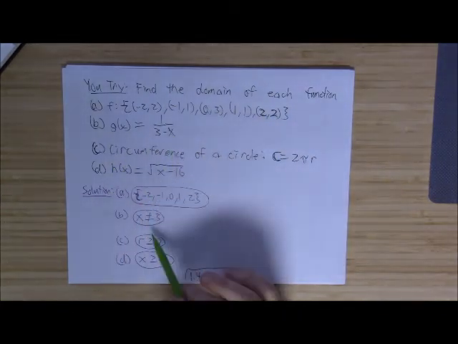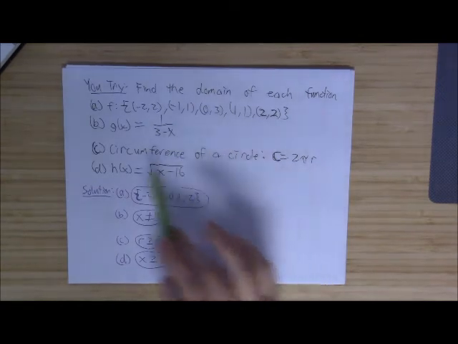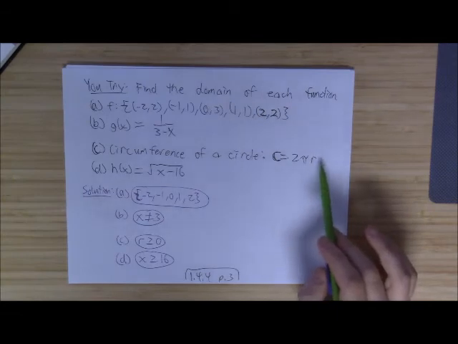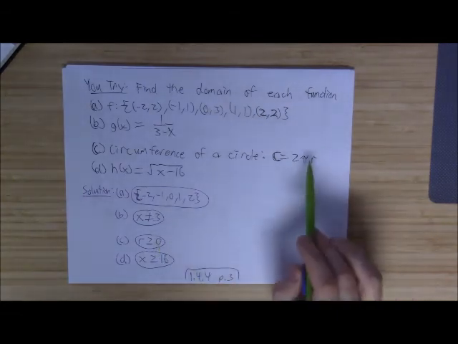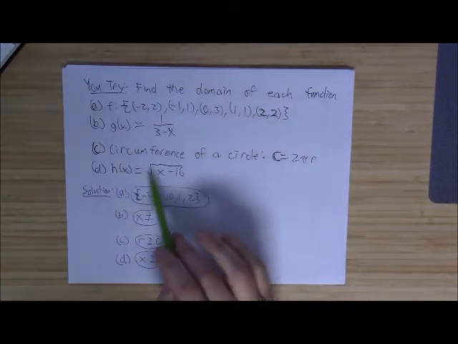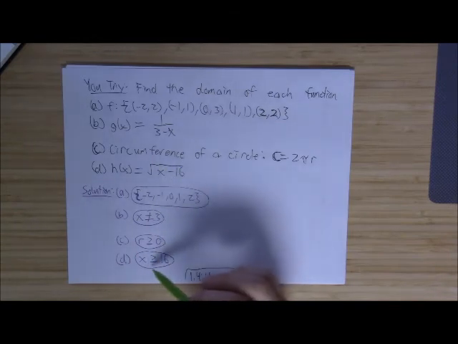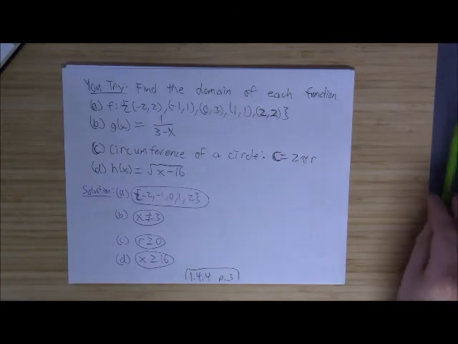Here we see that x cannot be 3 because that makes the denominator 0. Here we know that we can't have a negative radius for a circle, so we know that r needs to be greater than or equal to 0. And then finally, for the inside to be non-negative, we need x to be greater than or equal to 16.